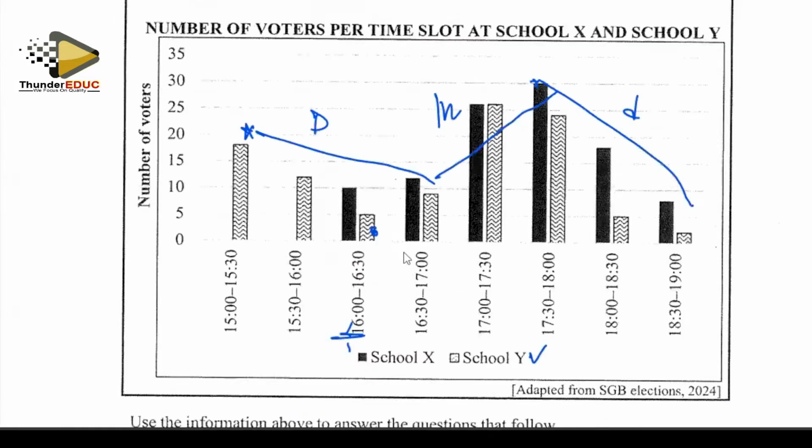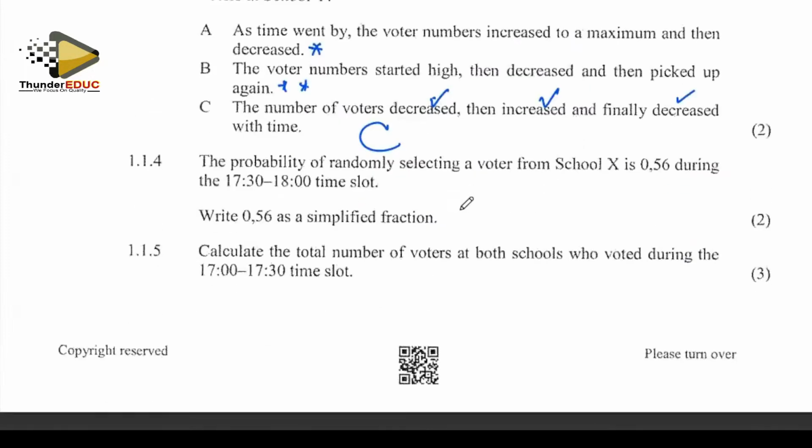As you see it, there's a decrease here. It goes down. Then they increased. Again, they decreased. That's what I was looking for. Decreased, increased, and finally decreased.